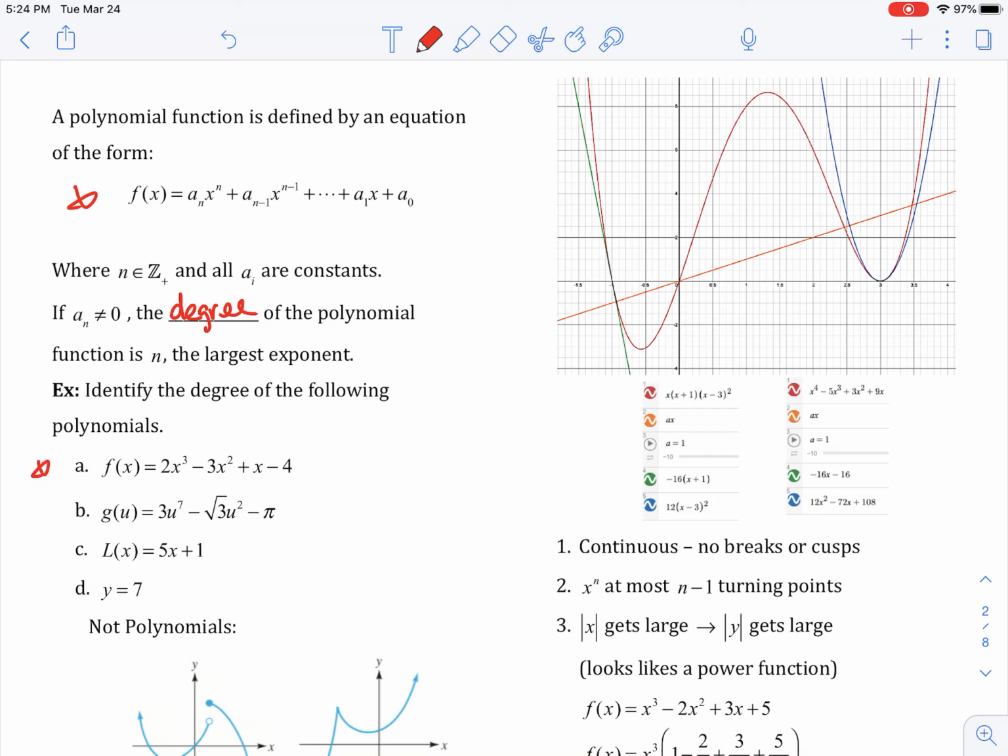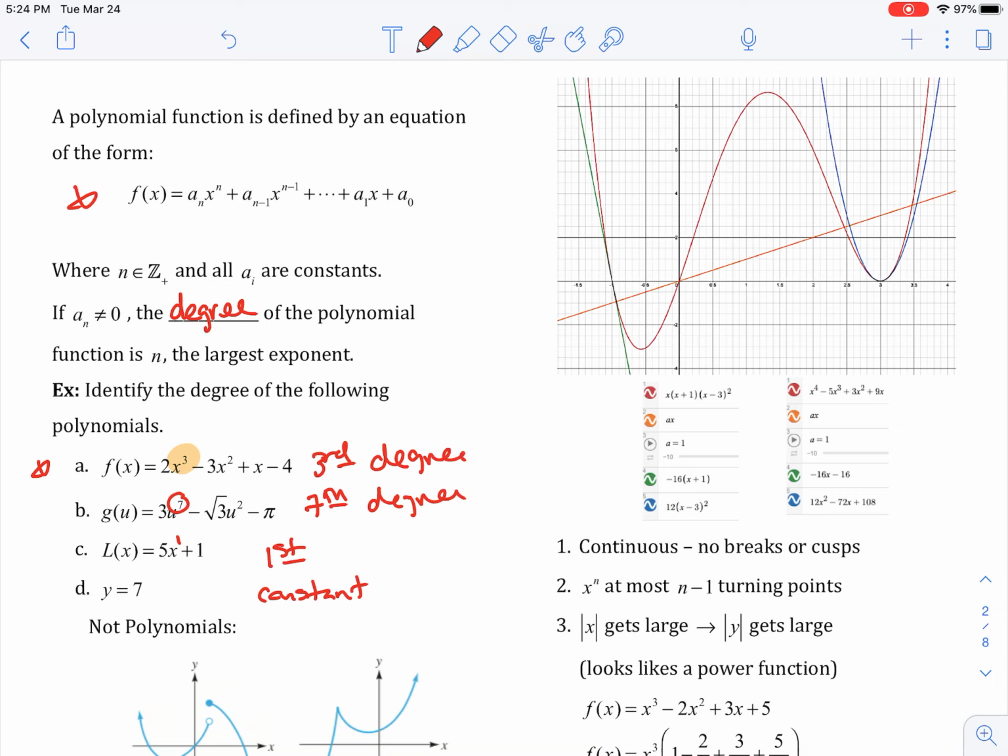So on A, the highest degree is the 3, the exponent of 3. So we know that this is a third degree polynomial function. On B, our highest exponent is the 7, that largest degree, that largest exponent. So this is a 7th degree polynomial function. We have a first degree because our exponent is 1, and on D, we have x raised to the 0, which means we're looking at a constant here, y equal to 7.